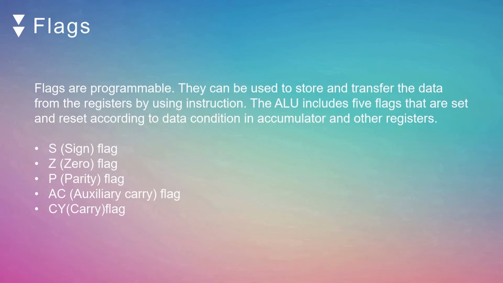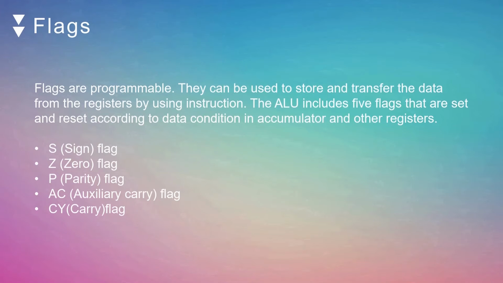So actually the flag register is a special purpose register. Depending upon the result after any arithmetic operation, the flag bits become set or reset. We have 5 types of flags in our ALU. First we have the sign flag. After any operation, if the MSB of the result is 1, it indicates the number is negative and the sign flag becomes set. If the MSB is 0, the number is positive and the sign flag becomes reset.